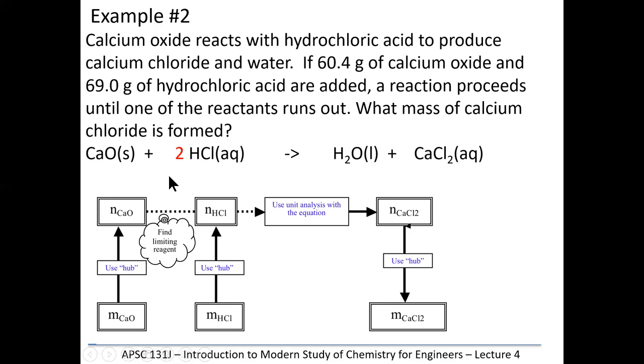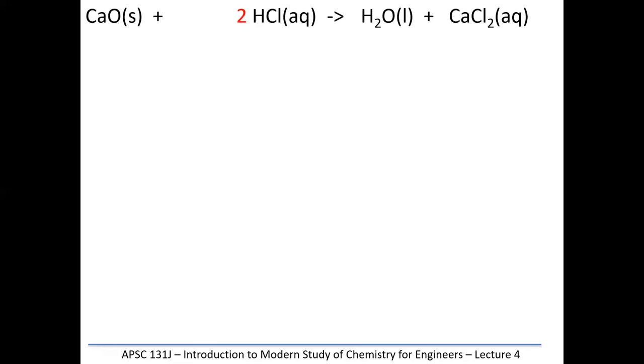So we have 60.4 grams of calcium oxide. We have 69 grams of hydrochloric acid. What we're going to do is first figure out how many moles each of those is, and then figure out the limiting reagent using the coefficients in the balanced equation. Once we know the limiting reagent, we're going to use the moles of limiting reagent to calculate the mass of calcium chloride. If calcium oxide is the limiting reagent, the number of moles of calcium chloride will be the same. If it's hydrochloric acid that's the limiting reagent, the number of moles of calcium chloride produced will be half as much. So let's go and figure out the limiting reagent.